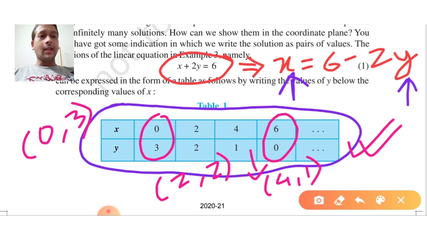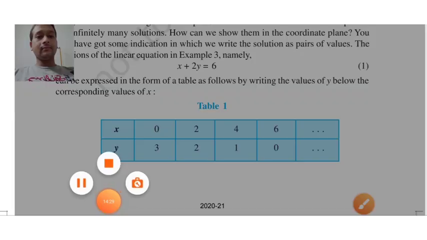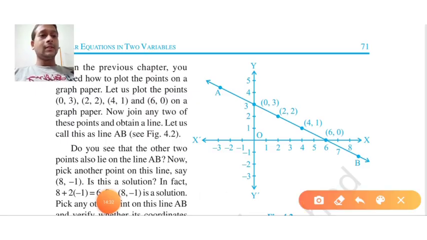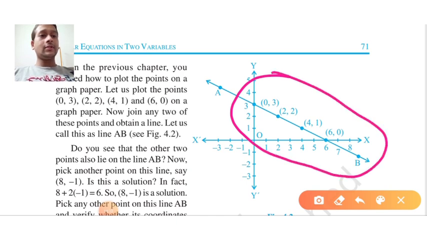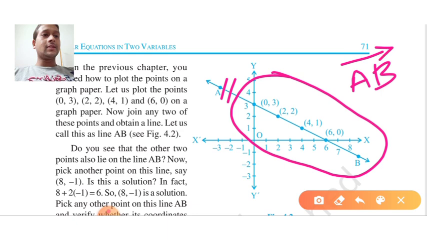And you will have a straight line. On joining these points, you will have a straight line. Look here, these are the points, and on joining the points you have a straight line. The straight line here is AB. AB is a straight line.